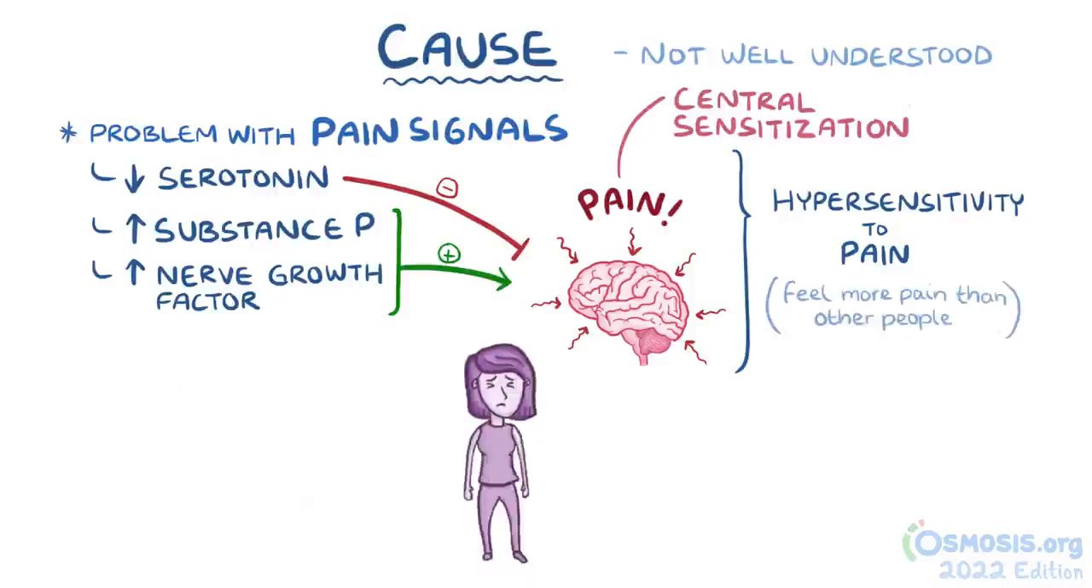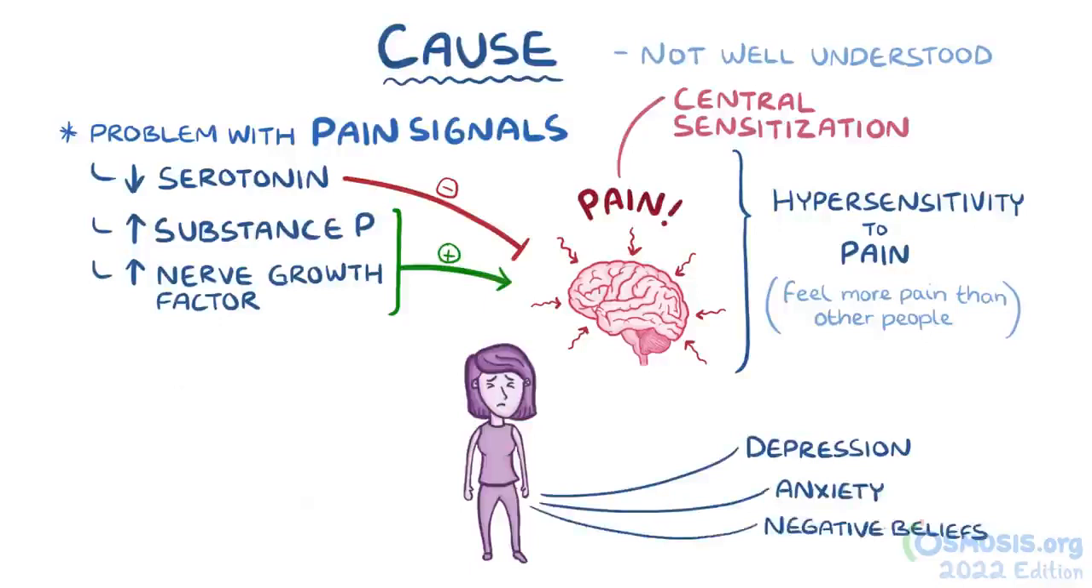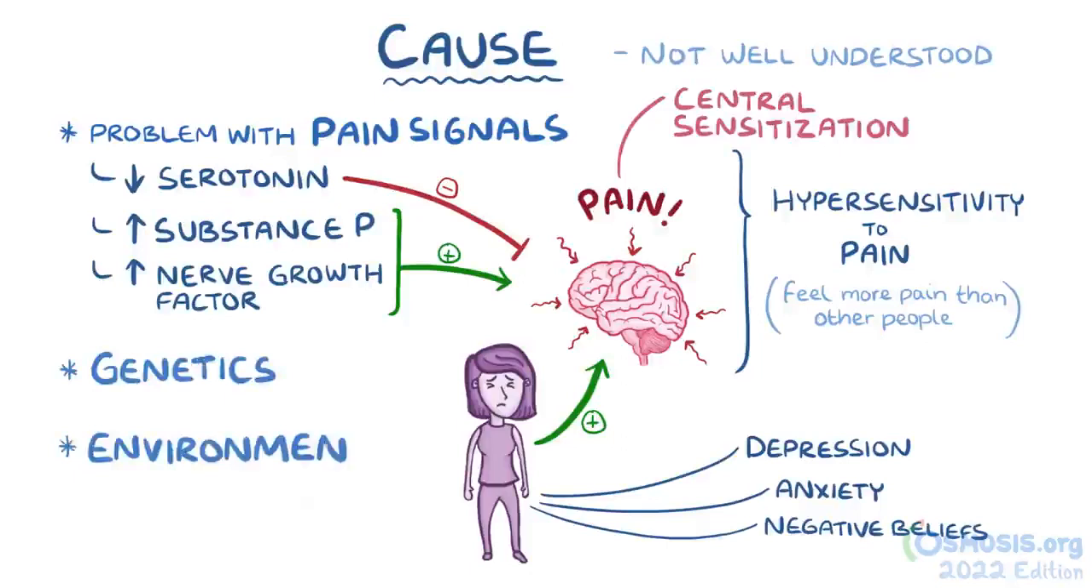In addition, central sensitization means that the person might have a wide range of sensitivities, affecting everything from how they sleep to how they feel and how they think. If the person with fibromyalgia has negative emotions like depression and anxiety, and psychological factors like negative beliefs and attributions, it can amplify this sensitivity to pain. Fibromyalgia often runs in families, so there seems to be a strong genetic link too. And environmental factors like child abuse are also linked to fibromyalgia.